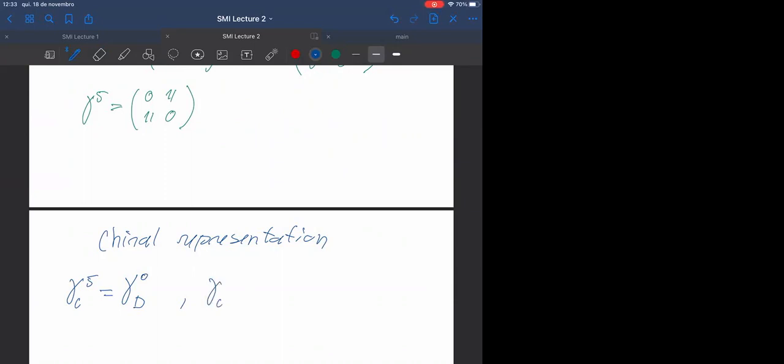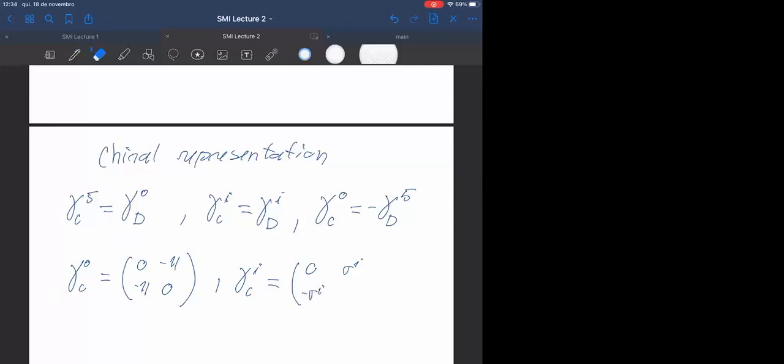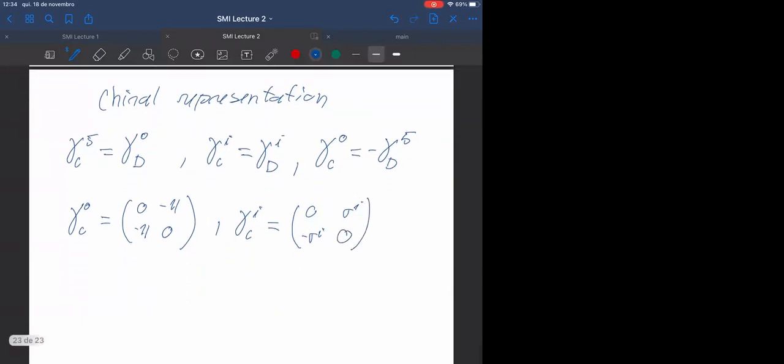And the chiral representation of gamma I is the same as in the Dirac. So these ones are identical. But then the gamma 0 in the chiral representation is equal to minus gamma 5 Dirac. So in fact, what you get is this. Gamma 0 chiral equal to 0, minus identity, minus identity, 0. Gamma I chiral, right? It's the same, 0, minus sigma I, sigma I, and 0. And we have gamma 5 chiral equal to 1, 0, 0, minus 1.